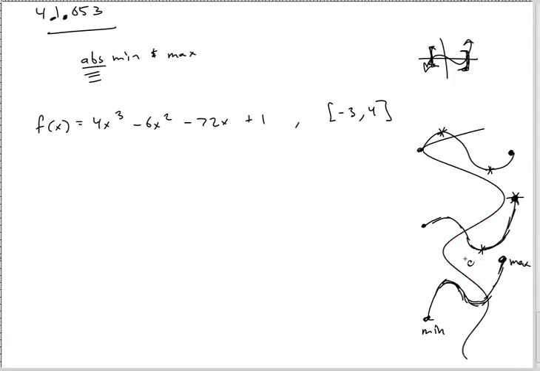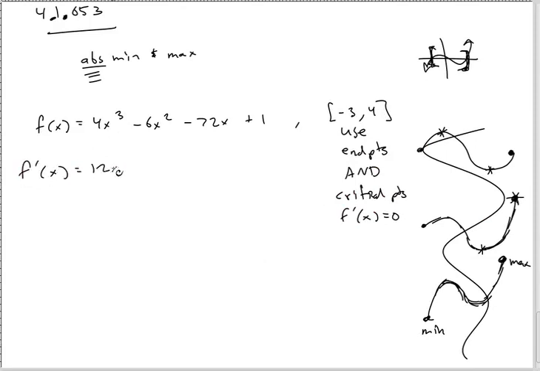The main point is that we're going to use the endpoints and those critical points that we were finding from f prime equals 0. So we're going to take the derivative and set it equal to 0. What we get is 12x squared minus 12x minus 72 equals 0. I think you can factor a 12 out, leaving behind x squared minus x minus 6.